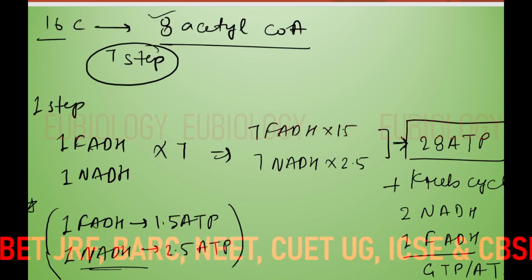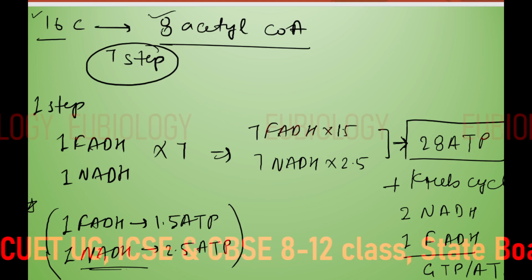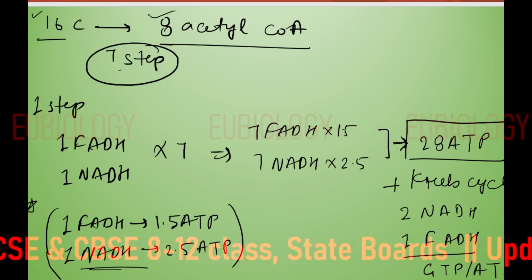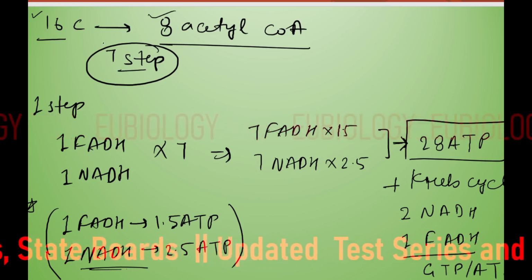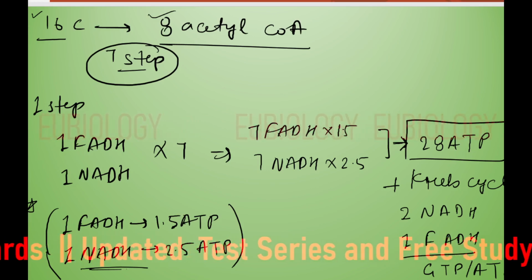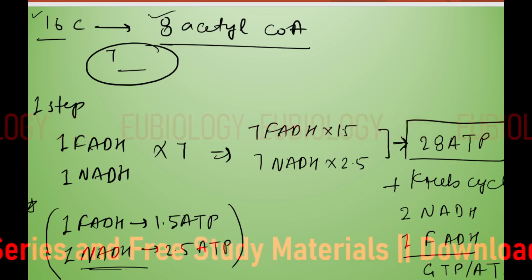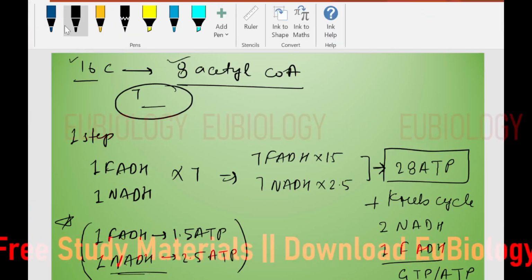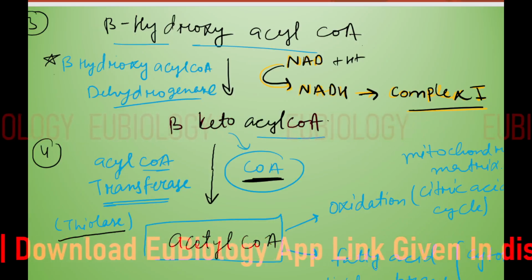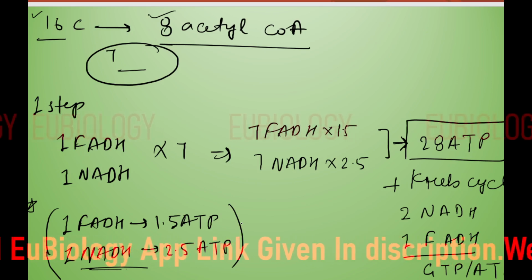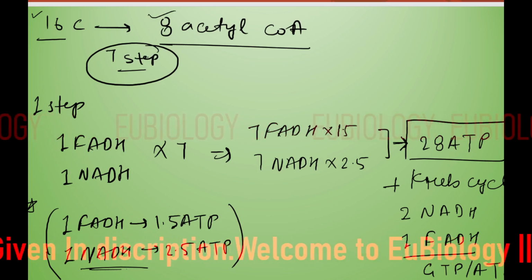So there was only a 16 carbon compound. In a 16 carbon compound, 8 acetyl coenzyme A will be formed in 7 steps. It's not really 7 steps; it is better to say there will be 7 breakdowns. How many breakdowns will occur? Total 7 breakdowns will occur. Okay, fine, 7 steps as 7 breakdowns.